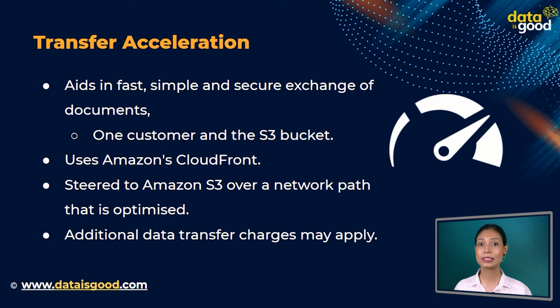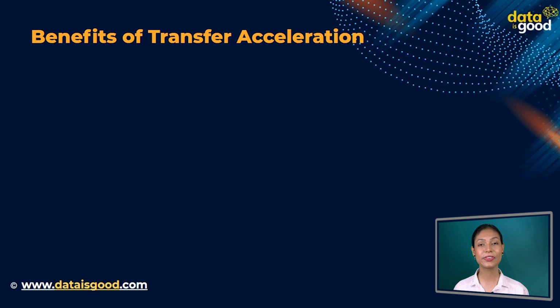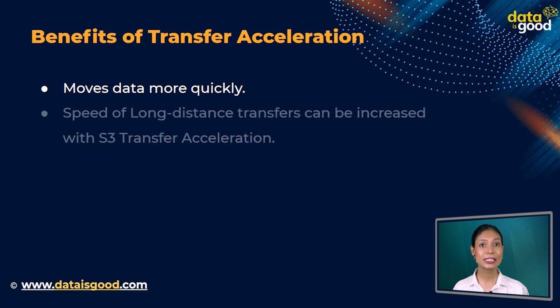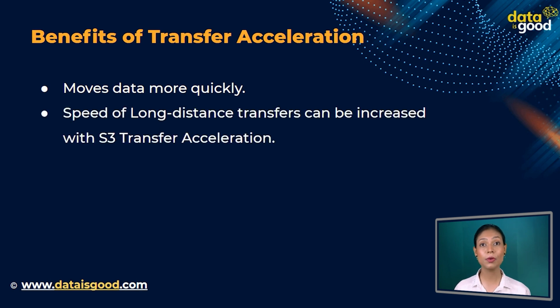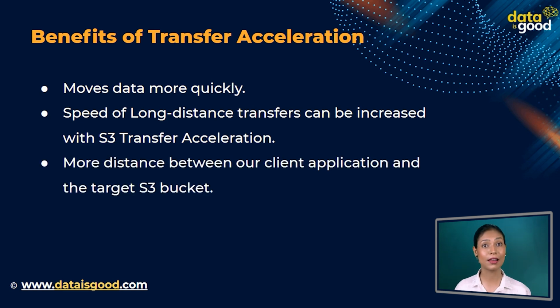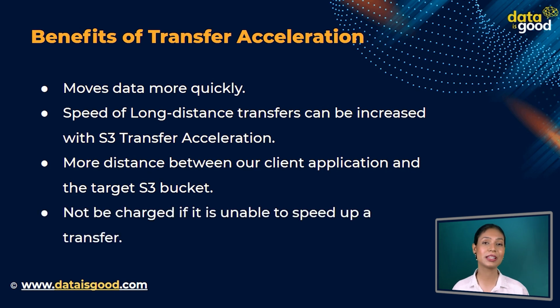And now we will talk about some features of transfer acceleration. Some benefits of using transfer acceleration are: over large distances, it moves data more quickly. The speed of long-distance transfers to and from your Amazon S3 buckets can be increased with S3 transfer acceleration. We get more benefit when there is more distance between our client application, like mobile, web, or upload tool, and the target S3 bucket. We should also know that we will not be charged if it is unable to speed up a transfer. Now, moving to the second benefit.